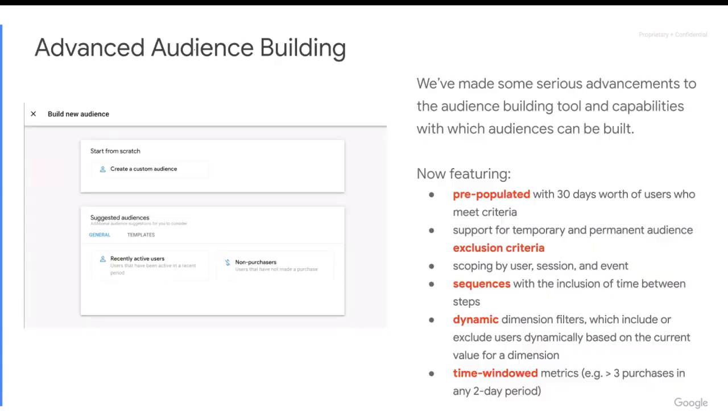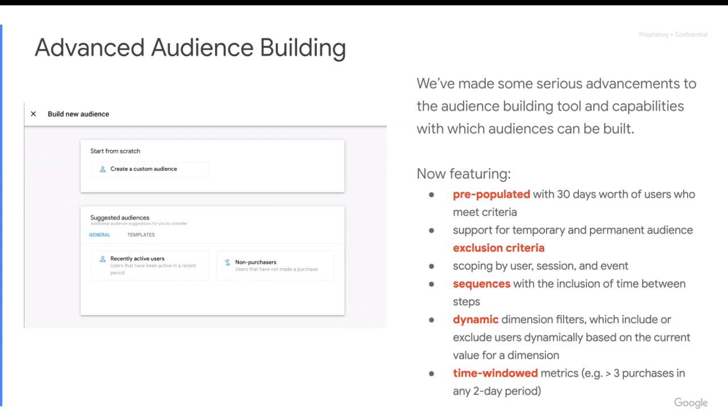The audience building capabilities have had some major tweaks as well. So you're able to utilize many of the advanced options when creating your audiences. These include things such as temporary and permanent exclusion criteria, sequences of events happening inside your app, dynamic dimension filters, or time window metrics. When you link your Firebase project with Google Ads, any audience that you would share over will be pre-populated with 30 days worth of users. So that allows you to instantly activate the data in your Google Ads campaigns.